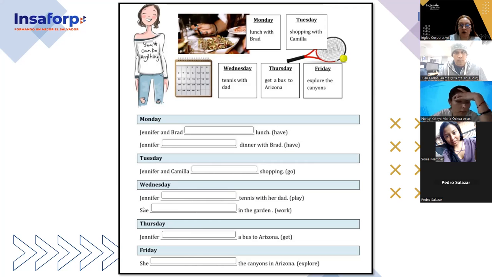Ustedes pueden decir, on Thursday, Jennifer is getting on a bus to Arizona. O pueden decir, Jennifer is getting on a bus to Arizona on Thursday. La pueden colocar al inicio o al final, right? That's optional. Lo importante es que sea una expresión a futuro. Eso para indicar que todavía no ha pasado, right? And then on Friday, al inicio, on Friday, she's exploring the canyons. O, she's exploring the canyons on Friday, right? Just for you to keep that in mind. Solo para que mantengan eso en mente, okay?